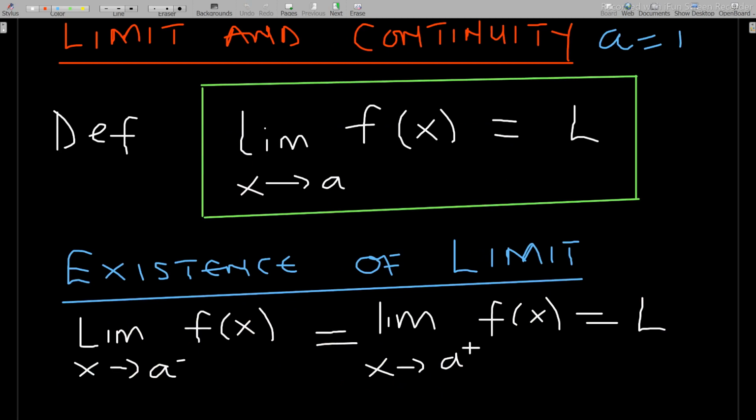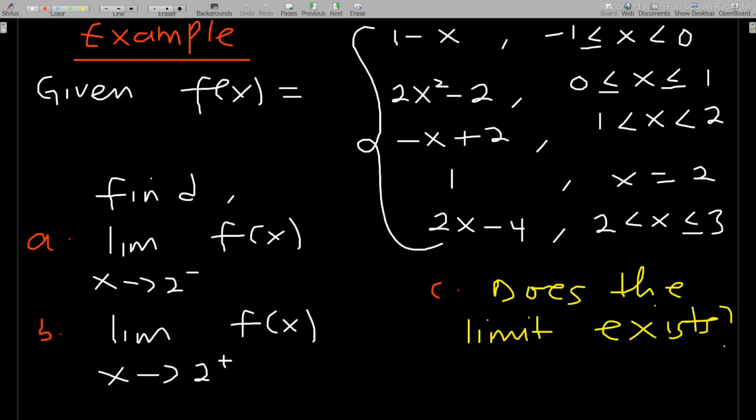It only exists when the left-handed limit, that is, the limit of f of s as s approaches a minus, equals the limit of f of s as s approaches a plus, and they are the same. They are equal to a real number. They exist. That is what we call the existence of limits. Now let's go ahead and pick an example.